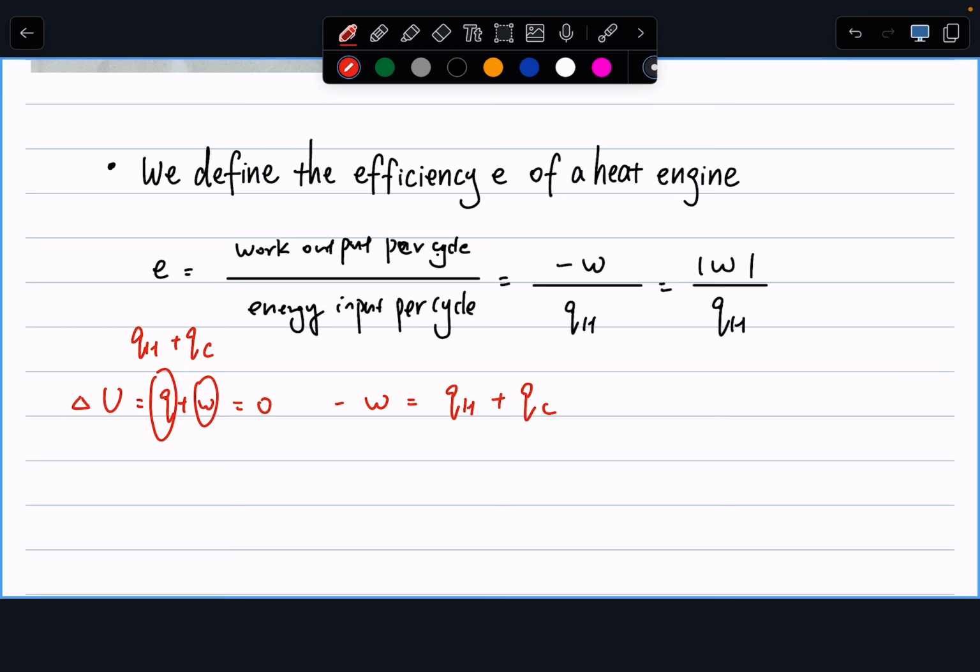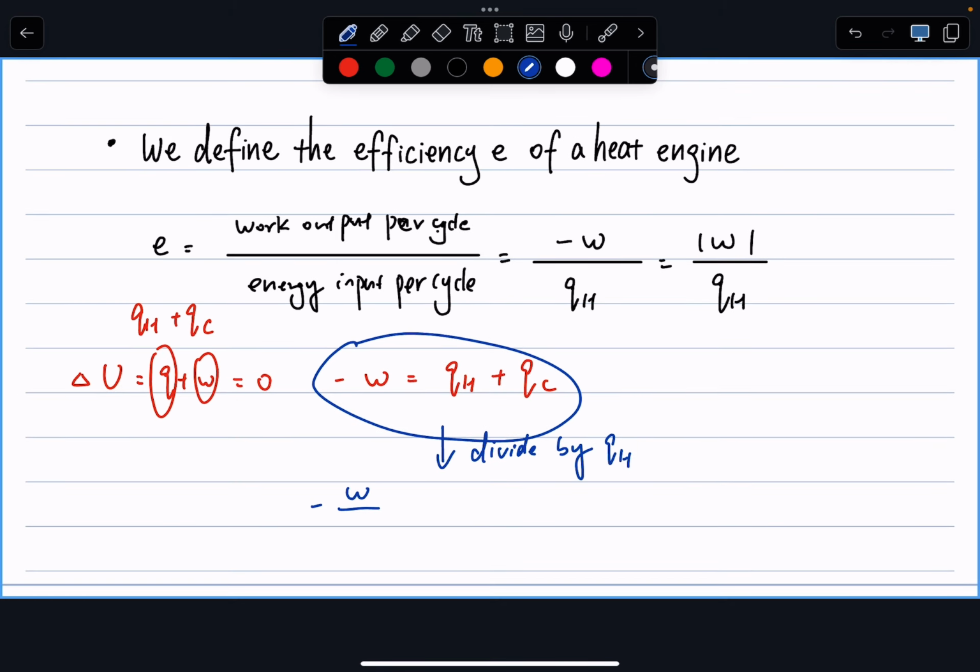All right. And here, we have defined our efficiency to be work divided by QH. So what we can do is divide both sides by QH. And we end up getting negative W divided by QH equals 1 plus QC over QH. And the reason we want to divide both sides by QH is because we're trying to get efficiency. And by reading the definition of the efficiency, we see that QH is on the bottom. So that's why, yes.